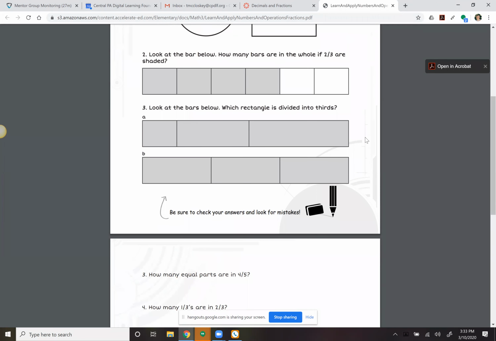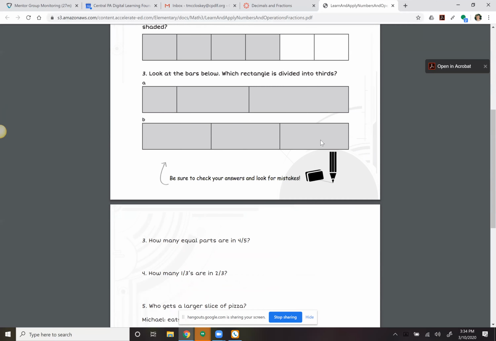So look at this, there's 2 rectangles here, rectangle A and rectangle B. Which is divided into thirds? B. Why is it B and not A? Because A isn't even, so it's not a third. Good. It has to be even to be a third or a half or a quarter or whatever it may be. It has to be even.